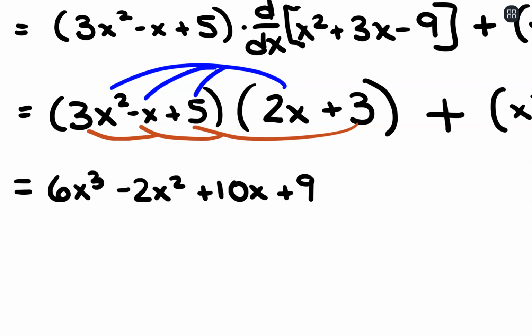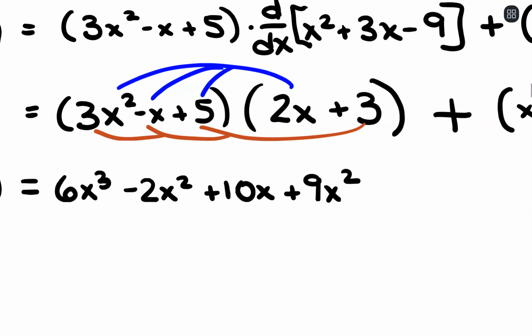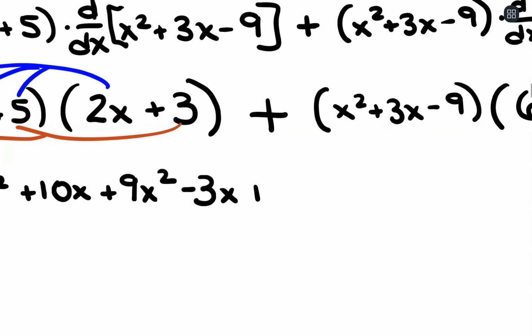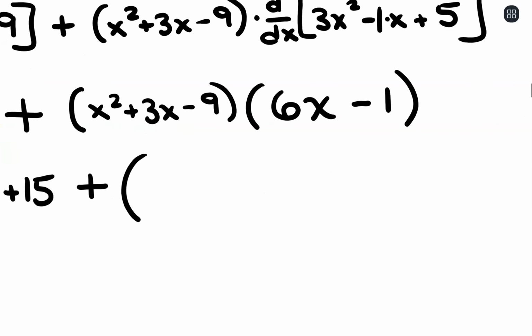All right, distribute the positive 3. 3 times 3x squared, negative x times 3, 5 times 3. All right, plus, and now same thing over here.